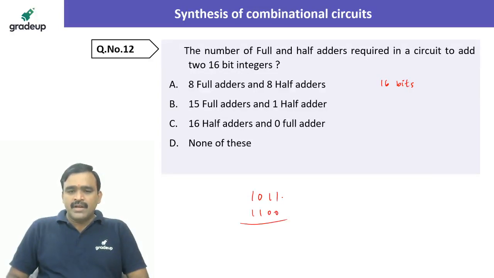So bit by bit you are adding, which means initially I am adding 2 bits. When you get a carry, including the carry, 3 bits we have to add. For the addition of 2 bits, we can use the half adder. For the addition of 3 bits, we can use a full adder.